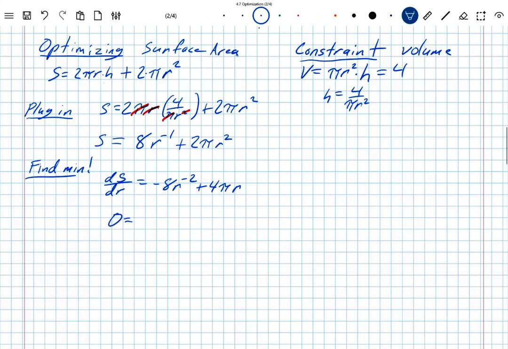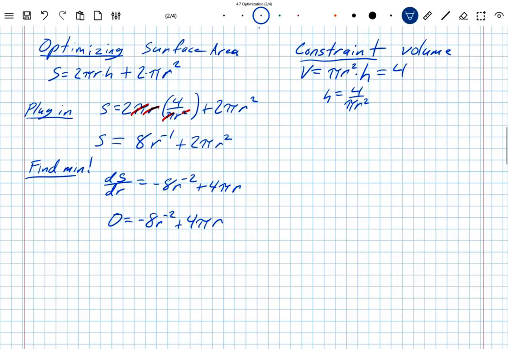0 equals negative 8r to the negative 2 plus 4 pi r. Take a second, make sure you know how to solve this. This might be a little bit of a kick in the head to remember how to solve for r in situations like this. There is more than one way to do it. I'm going to go ahead and give you just a second here.